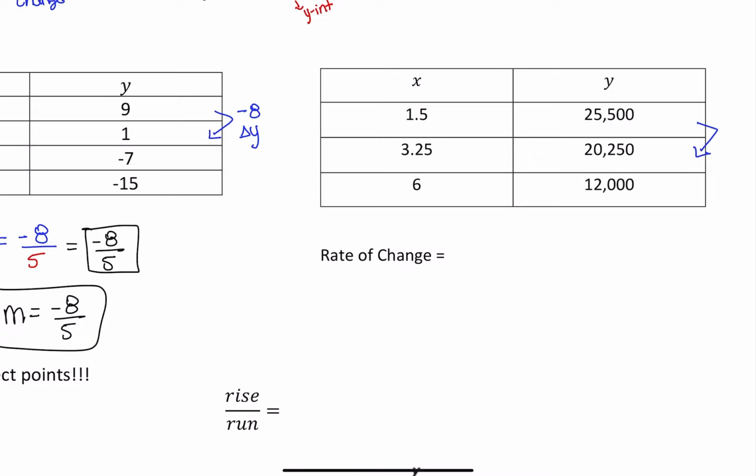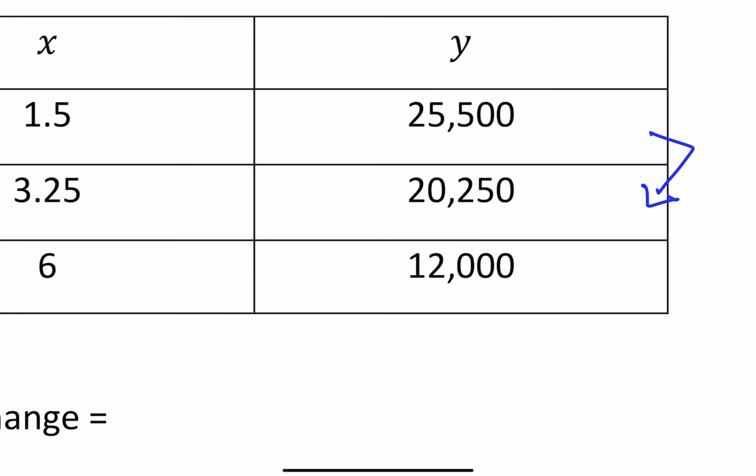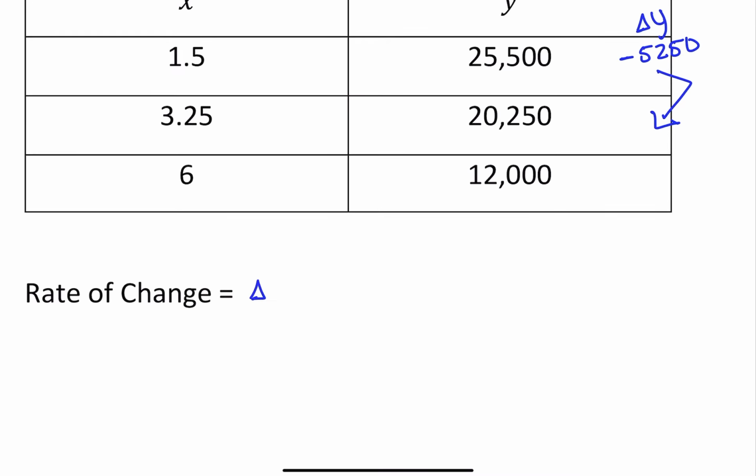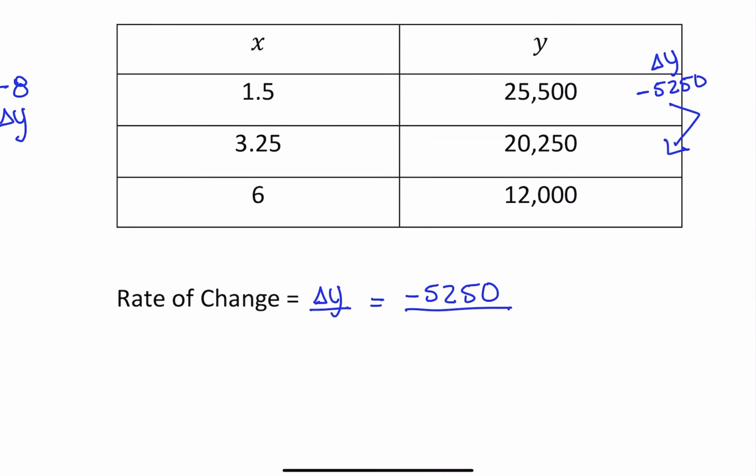25,500 to 20,000. Well, we're getting smaller. Okay, we're decreasing 5,250. This is your change of y. So again, change of y, it's going to be negative 5,250. So now let's go to our x's.